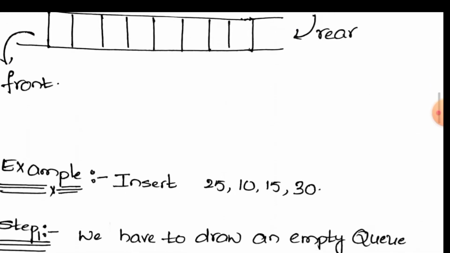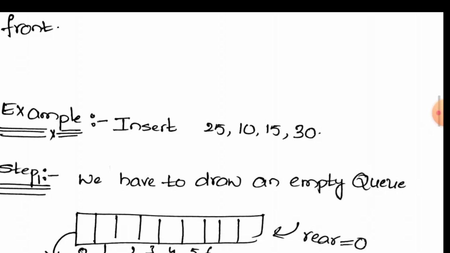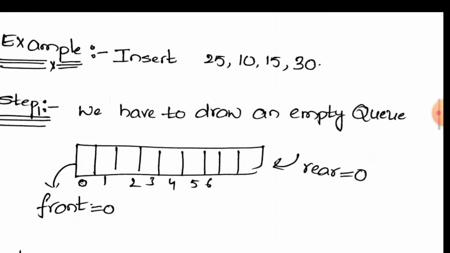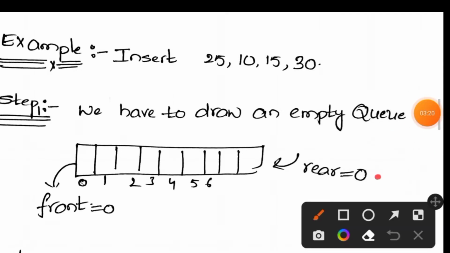Now let us see example one. We are going to insert four elements: 25, 10, 15 and 30. Here we are going to insert the elements in the queue. The first step is to draw an empty queue, without elements, so the front and rear positions are both equal. So rear equals 0 and front equals 0.